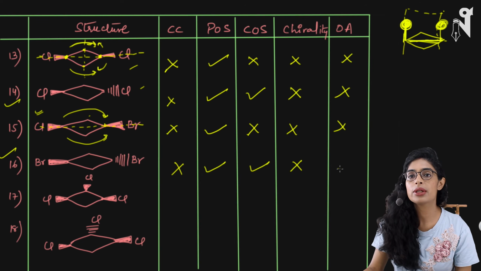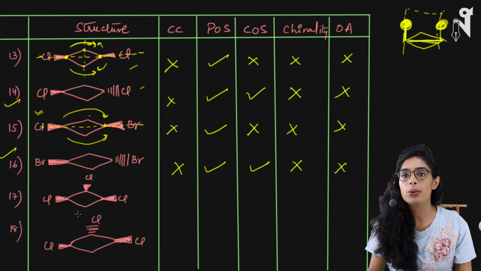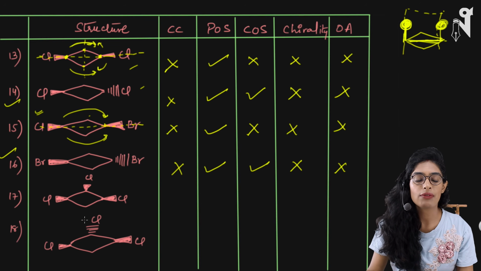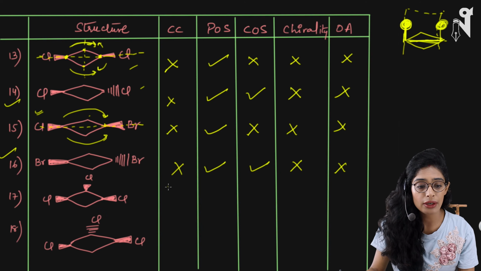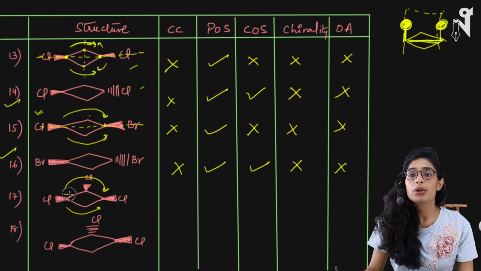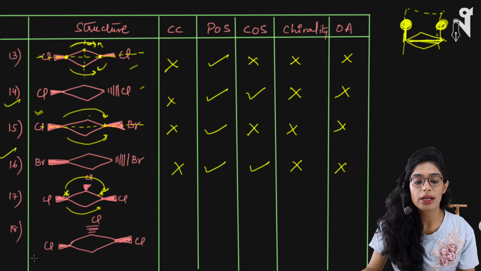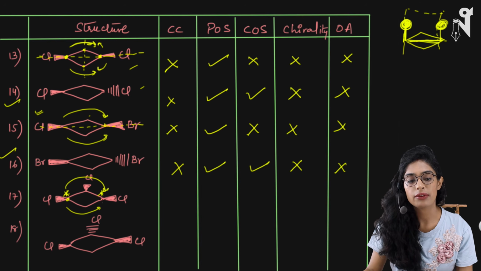What we have: three chlorines facing towards the viewer, and now we have to figure out whether there is chirality. First of all, we have to check whether the chiral centers are there or not. So now this side of the ring and this side of the ring is not symmetric. Hence, we have two chiral centers over here. One is this and one is this. So chiral centers, yes, we do have.